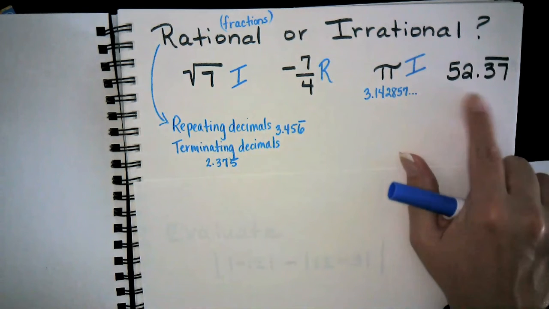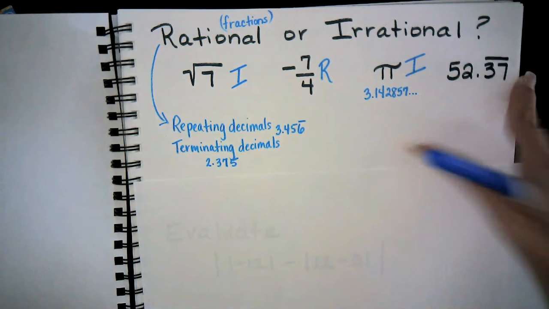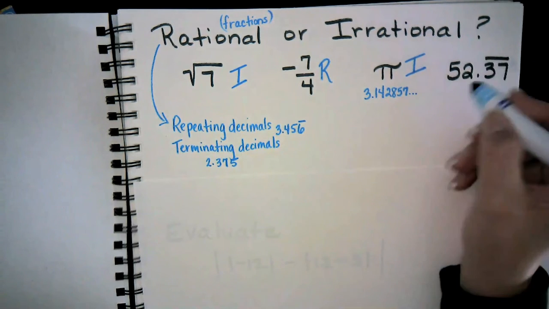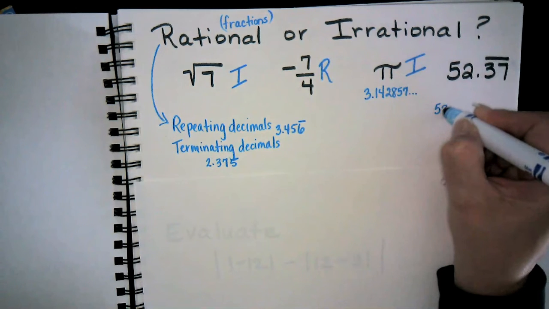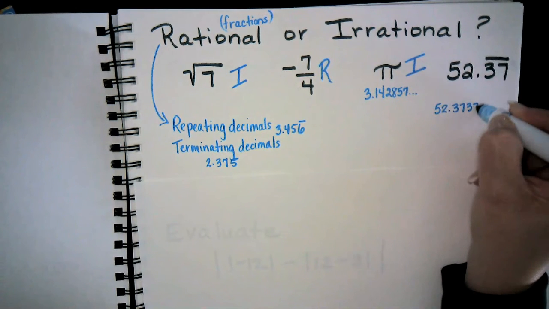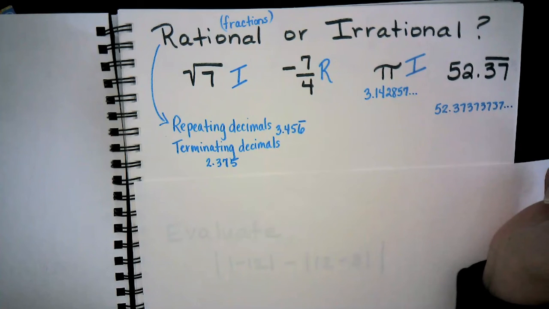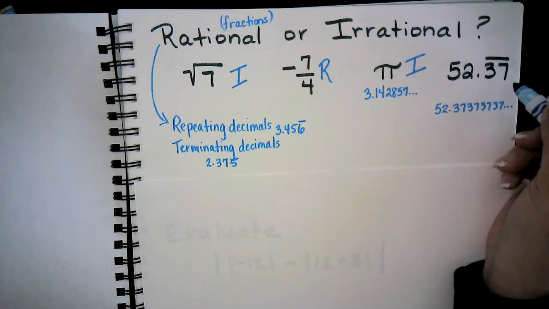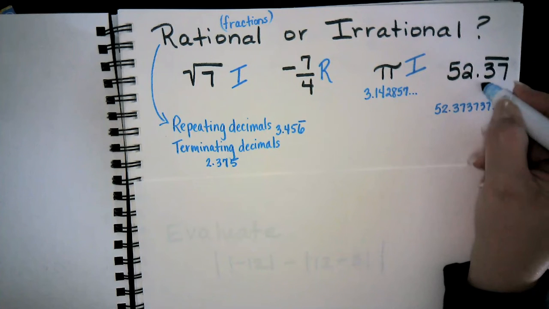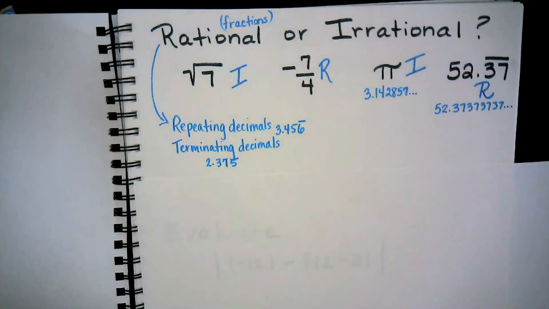Now, the last one, 52.37 with that bar over it, friends, what that means is that 37 is just going to repeat. So we're going to have 52.37, 37, 37, 37, and on and on and on. Okay, this actually can be written as a fraction. It's not very pretty to try to write it as a fraction, but I want you to know that it can be written as a fraction.